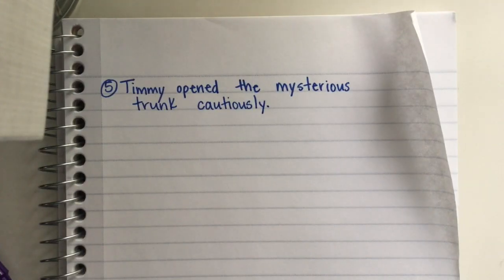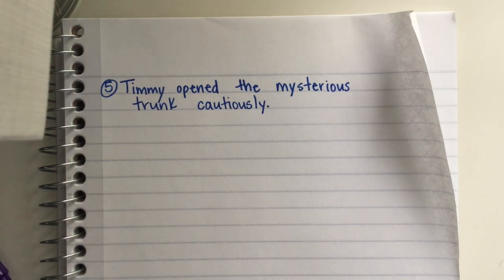Okay, so last example right now, Timmy opened the mysterious trunk cautiously. So this one's a little bit longer. There's a little bit more going on. So first thing we need to do is find the verb or the verb phrase. What is the action going on in this sentence? Take a second to think about that.